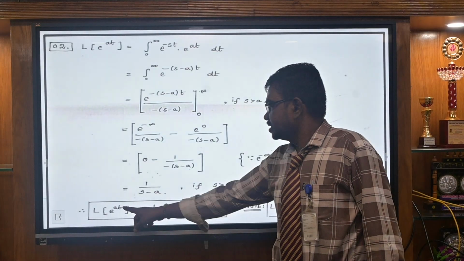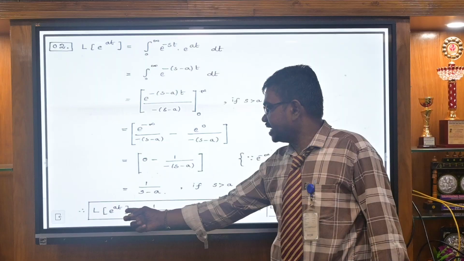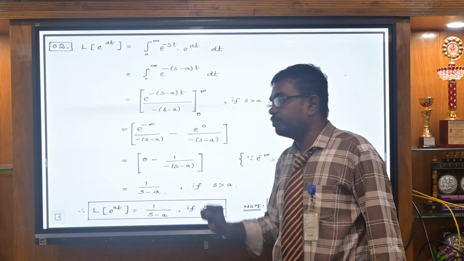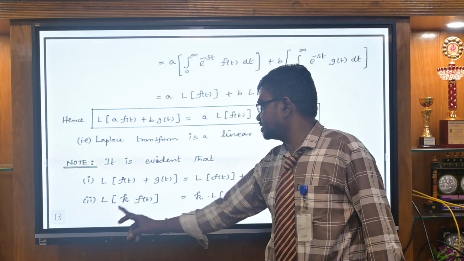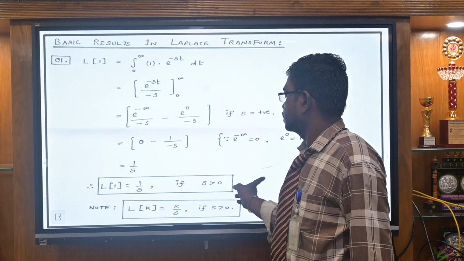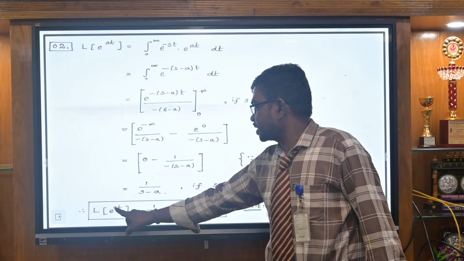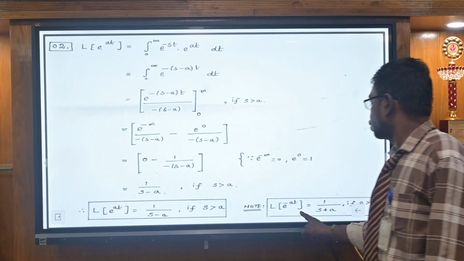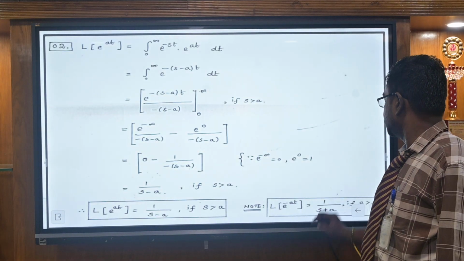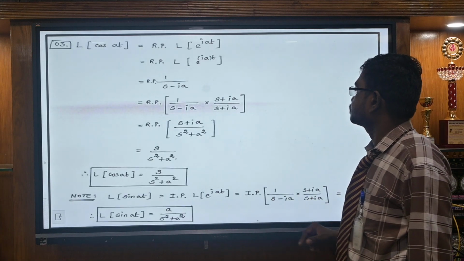Similarly, this is when a is positive. Suppose it can be negative, e power minus at; we can change only minus a to plus a. That is, you can change plus a to minus a here. Suppose you change a to minus a, this is minus a after minus plus a. So note L of e power minus at equal to 1 by s plus a, s is greater than minus a.